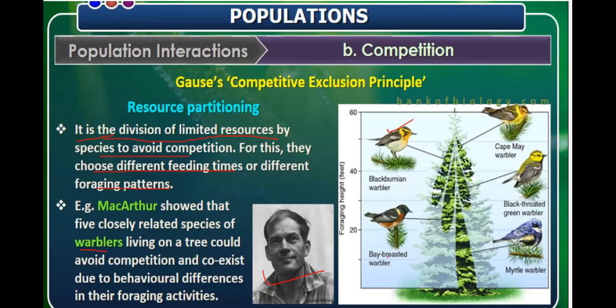So, Bay-breasted warbler, this is its foraging height. It will forage only at 20 feet. Black-throated green warbler, 40 feet. Then Cape May warbler, Blackburnian warbler, then Myrtle warblers. So this is the same tree, so they will be foraging at different heights. In this way, they are sharing, they have done the partitioning of the resources.